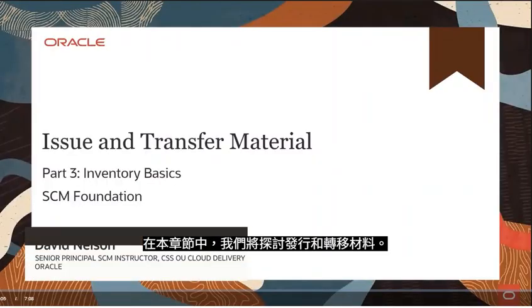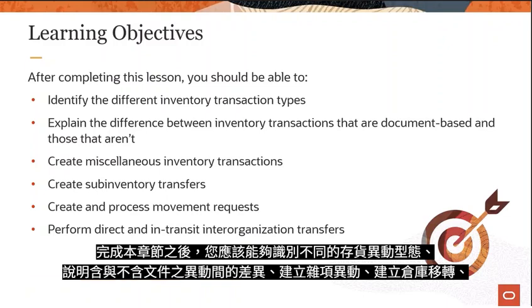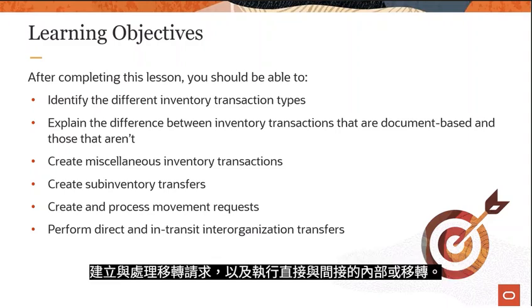In this lesson, we're going to look at issuing and transferring materials. After completing this lesson, you should be able to identify the different inventory transaction types, explain the difference between a transaction with and without documents, create a miscellaneous transaction, create a sub-inventory transfer, create and process a movement request, and perform a direct and indirect inter-org transfer.